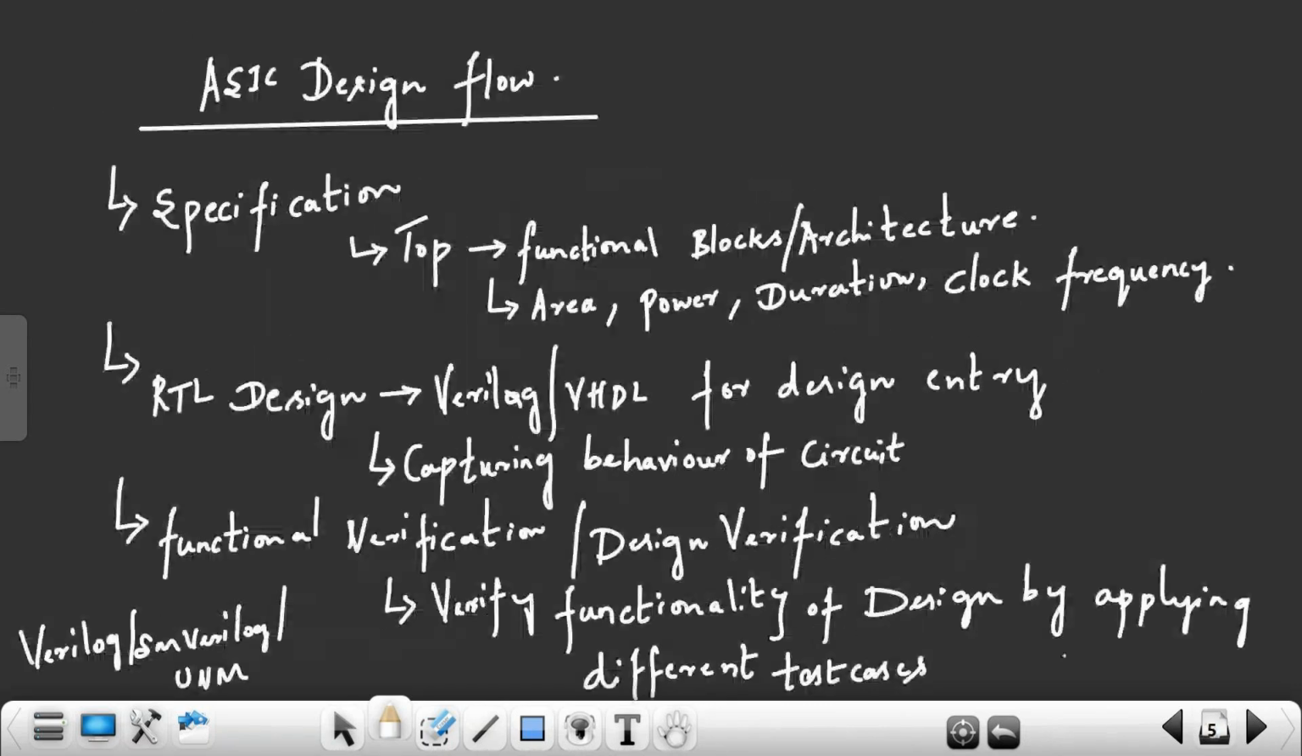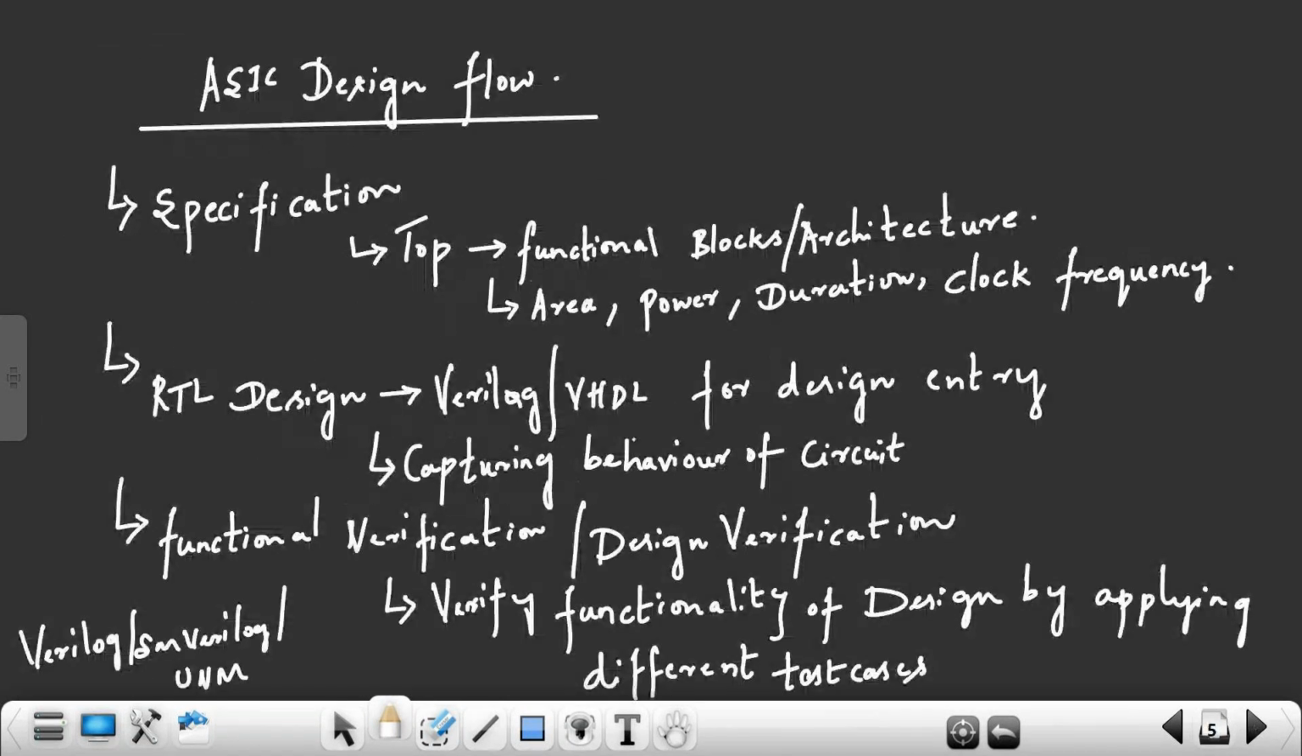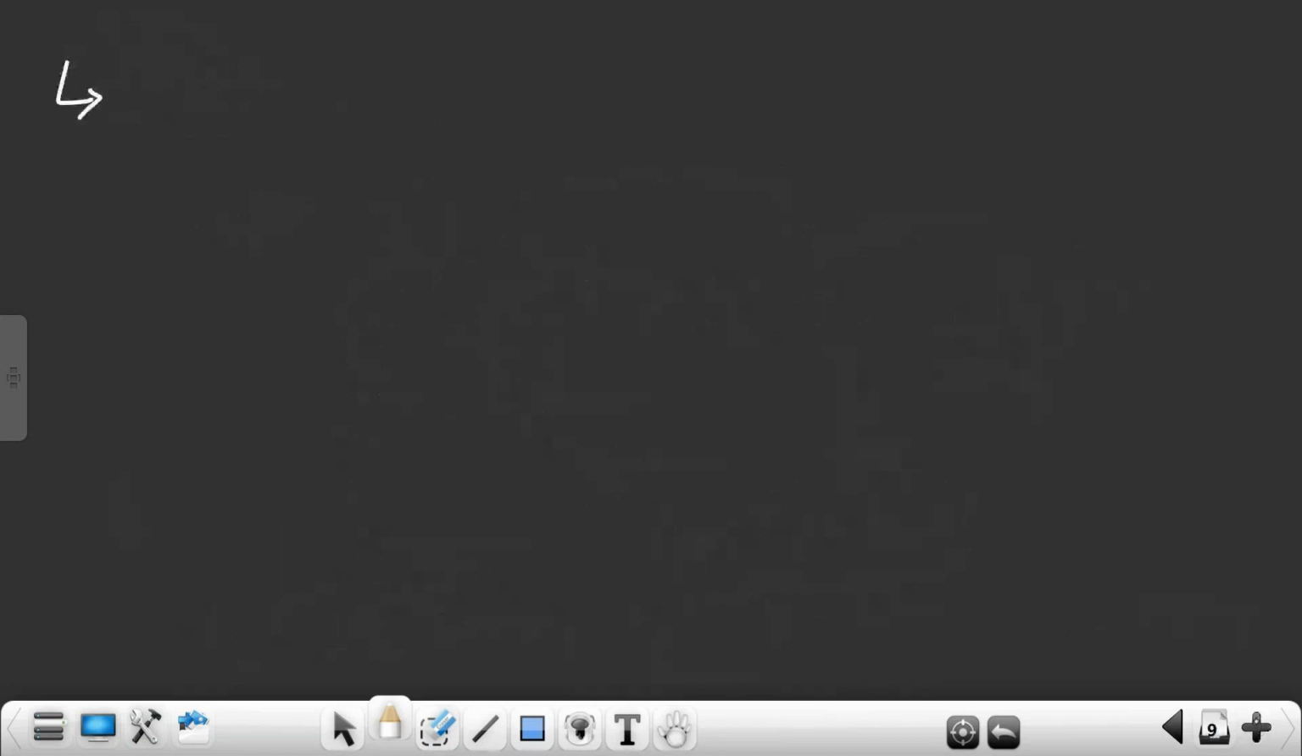Correct? The code that you have written using Verilog or VHDL, your foundry cannot understand. Whether your foundry can understand this? Your foundry can understand the layout and connection of cells or gates. So the next step is to convert this behavioral form to the gate level. So we call it what? Synthesis.